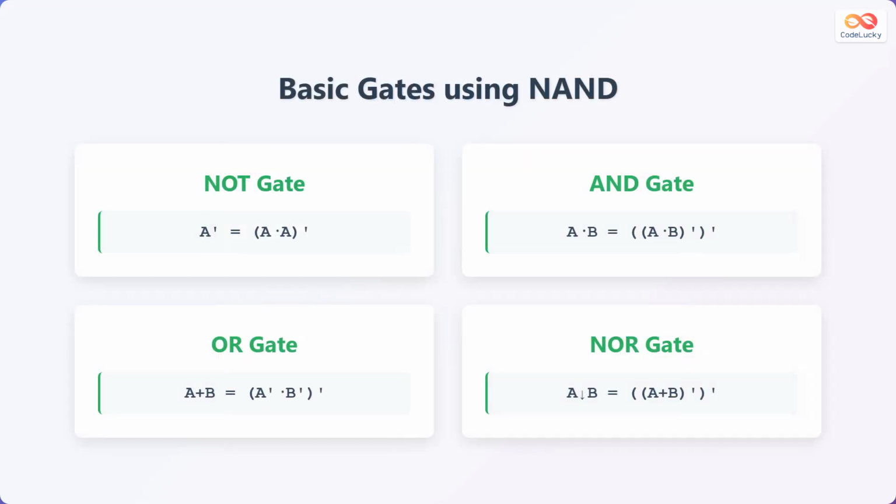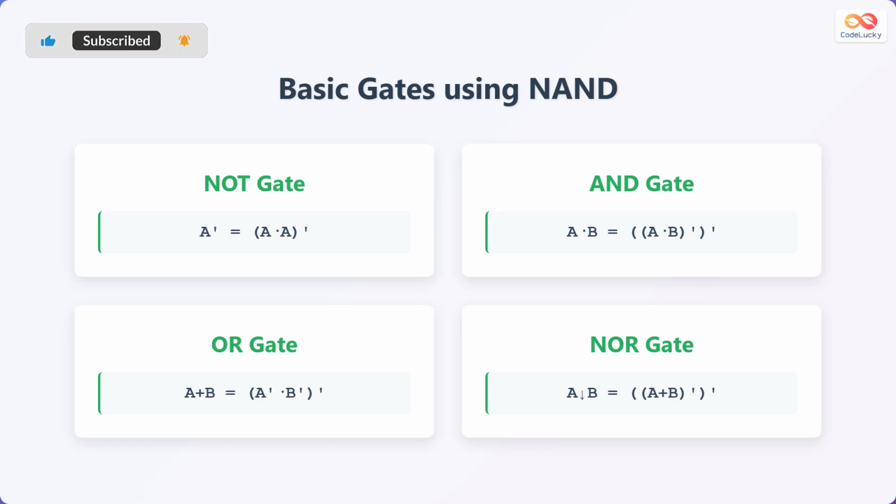Now let's see how we can implement basic logic gates using only NAND gates. To create a NOT gate using NAND, we use the formula A' equals (AA)'. To create an AND gate, we use the formula AB equals ((AB)')'. To create an OR gate, we use the formula A + B equals (A'B')'.